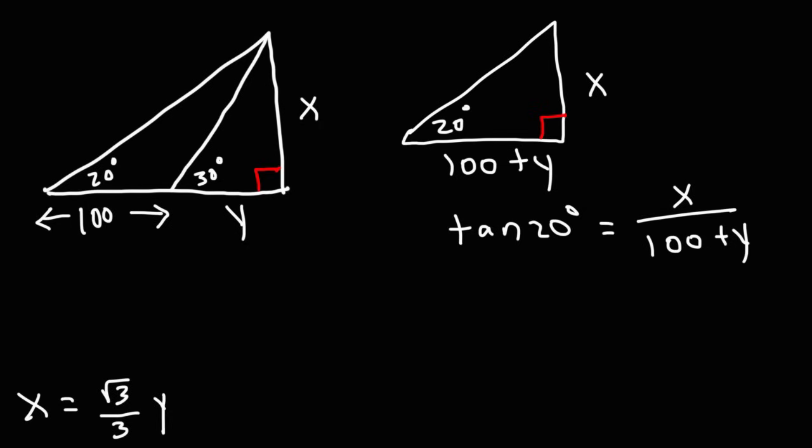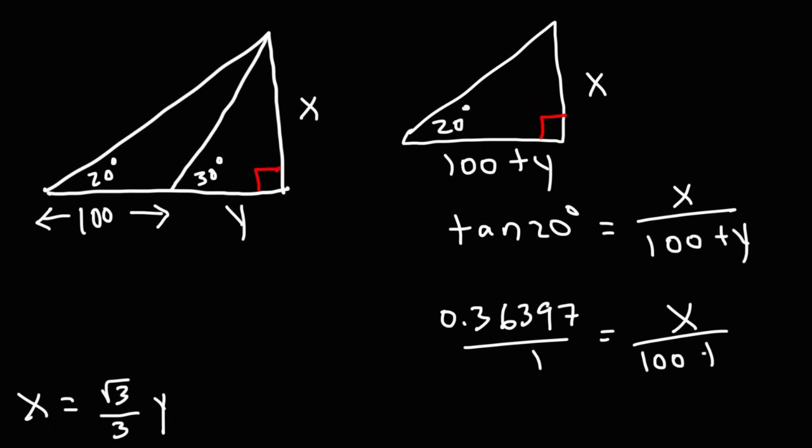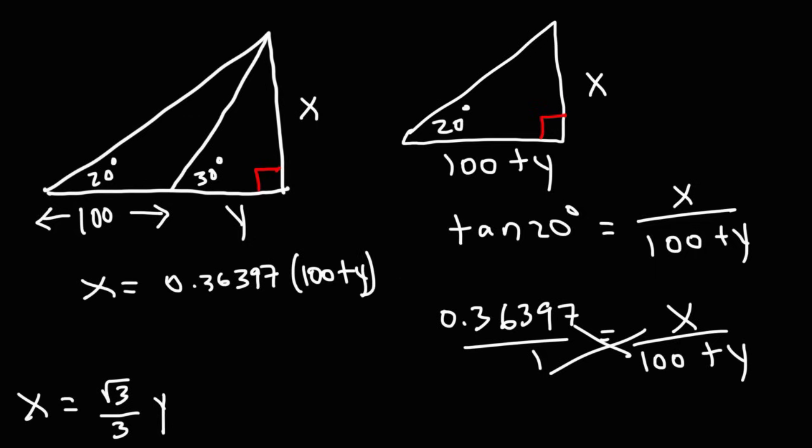Now, let's type in tan 20. Tangent 20 is 0.36397. And let's cross multiply. So this is 1 times x, which is x, and that's equal to 0.36397 times 100 plus y.